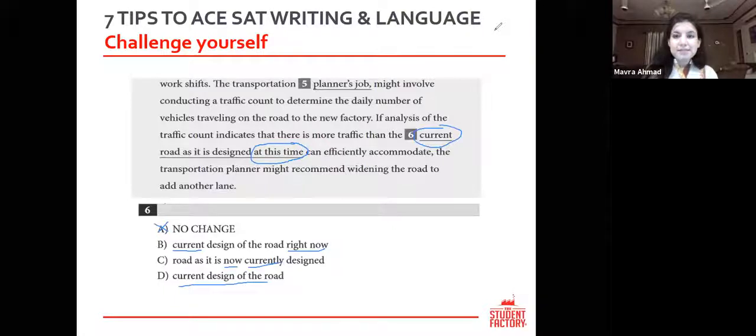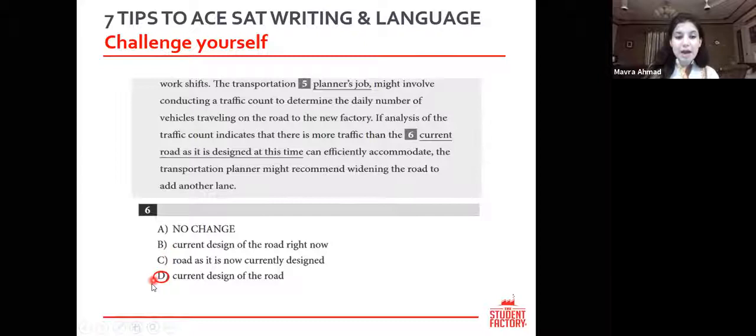So let's make sure we choose the correct answer, which is going to be D. And let's now read it with option D. If analysis of the traffic count indicates that there is more traffic than the current design of the road can efficiently accommodate, the transportation planner might recommend widening the road to add another lane.